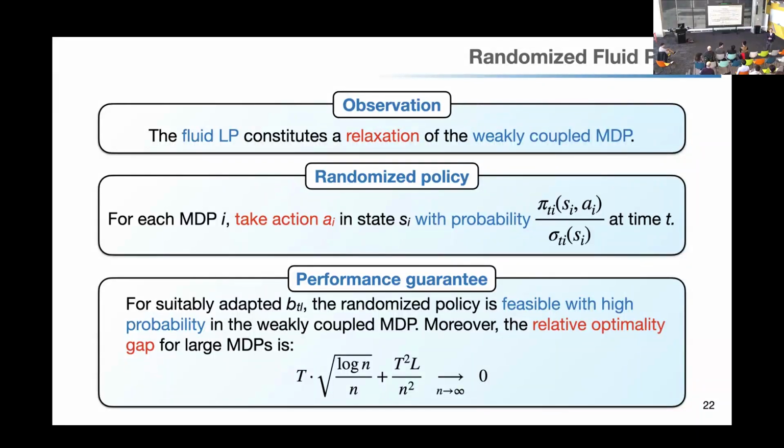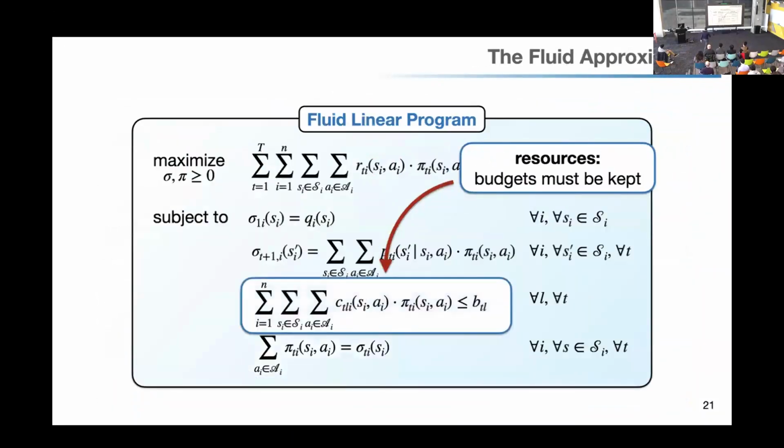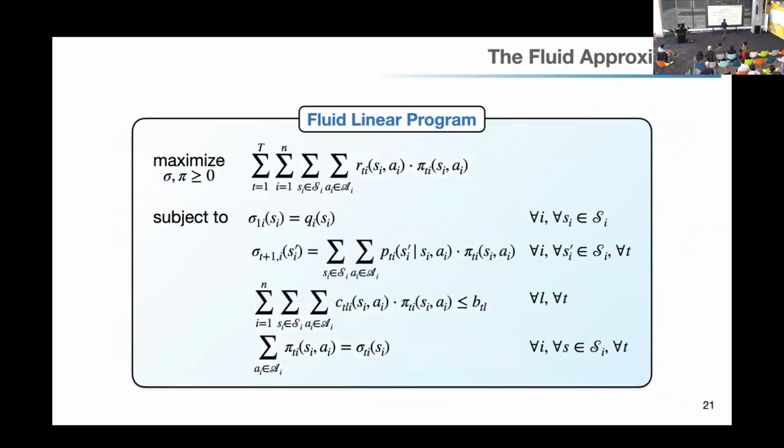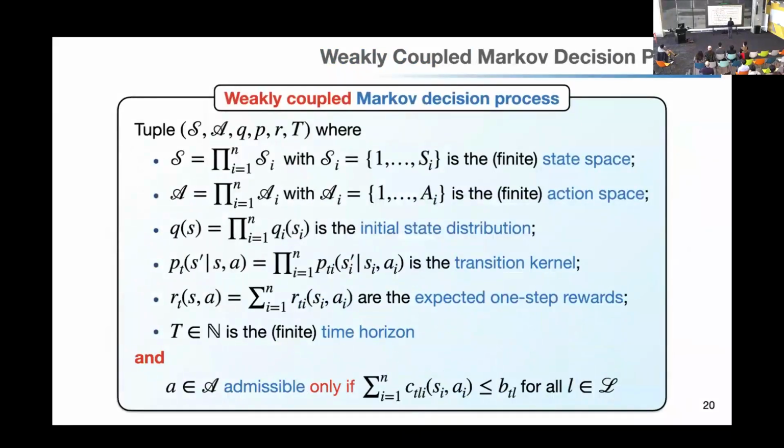I was wondering if you could speak more about the structure. What exactly is it mathematically? Yeah, absolutely. In this case, we're looking at a finite state and action space for each individual patient. So the reward you can think of just as a vector, or as a function of s, which varies from 1 to S_i, and a, which varies from 1 to A_i.